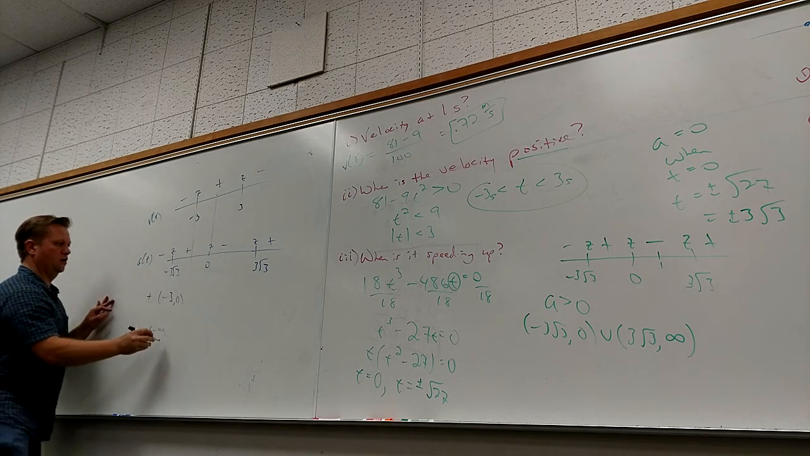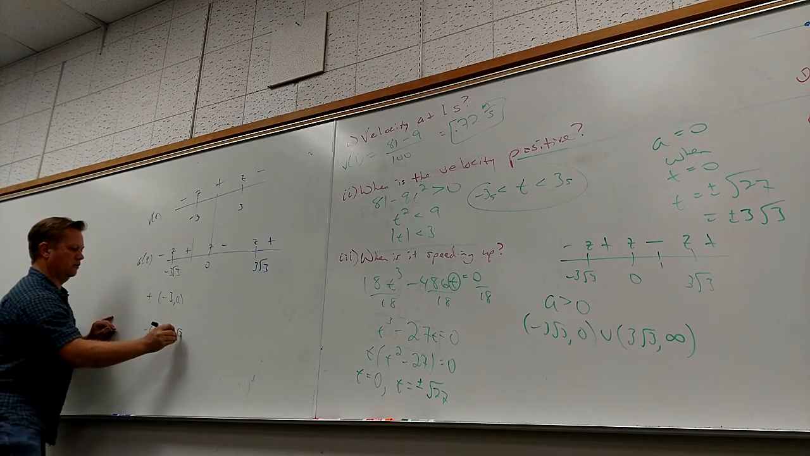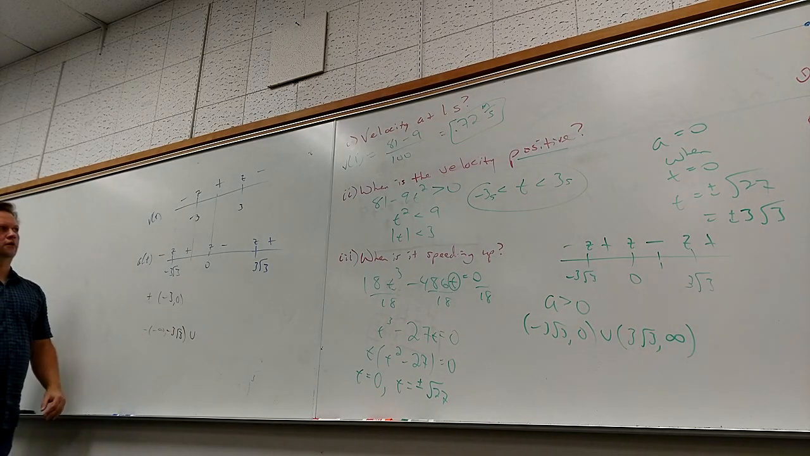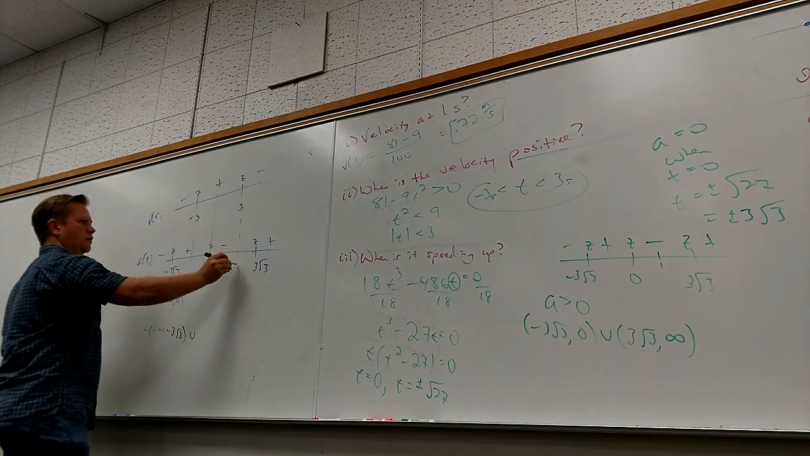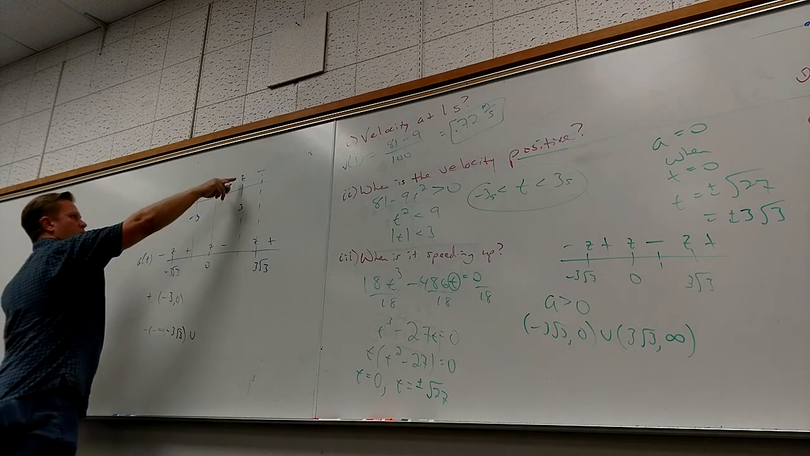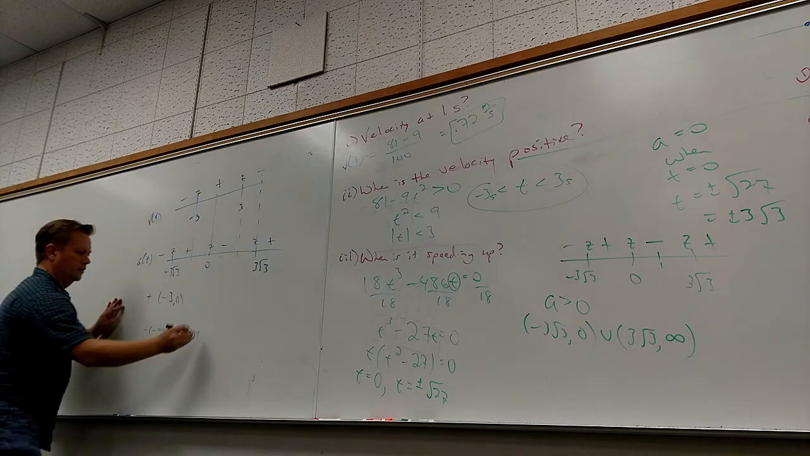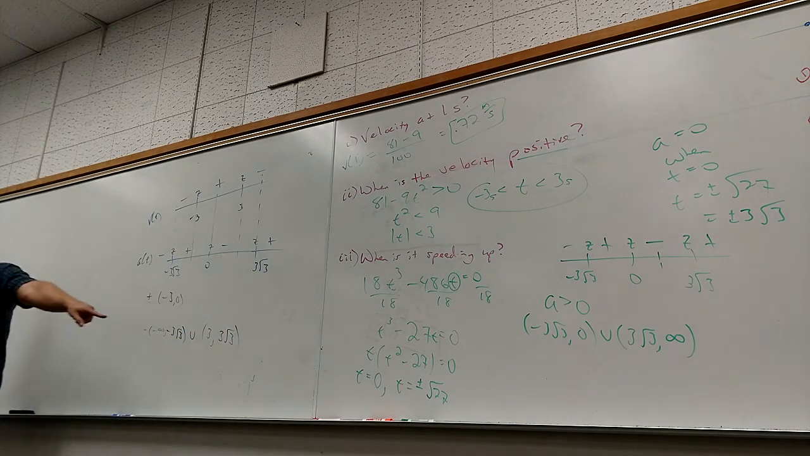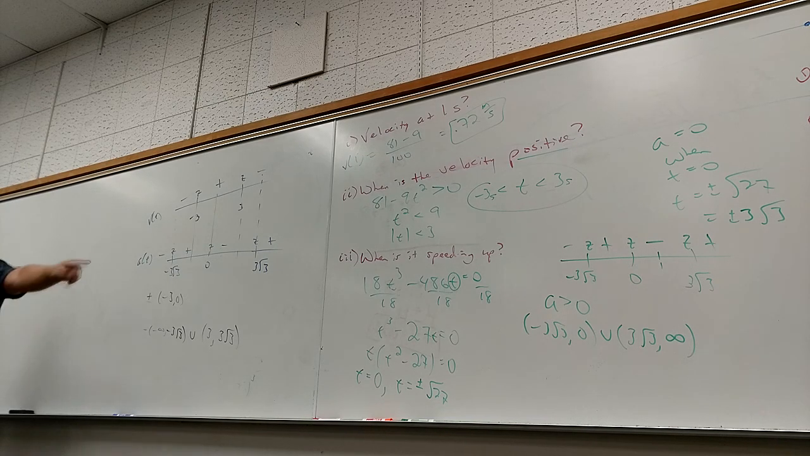Negative infinity to -3 root 3. Any other time they're both negative? Yeah, from 3 to 3 root 3. So those are the time intervals where what's happening? Where it is speeding up. Not where it's accelerating. This thing is always accelerating, except where acceleration is 0. But it's where it's speeding up.